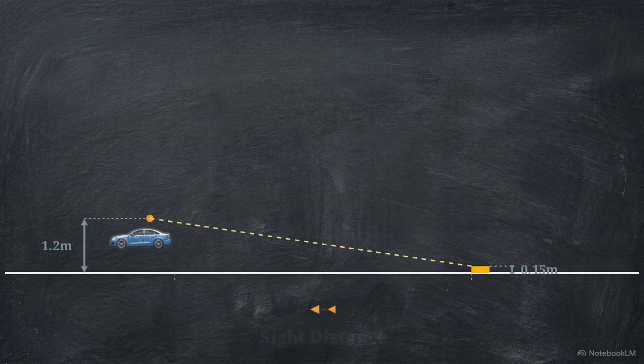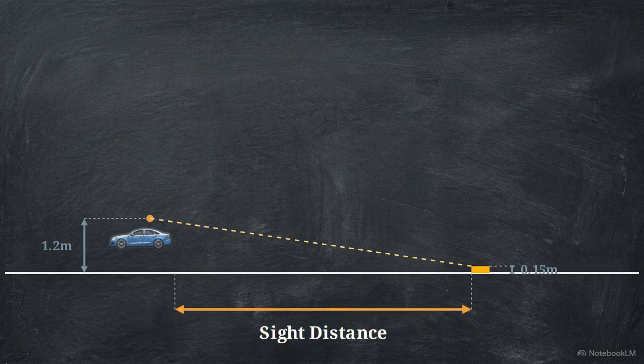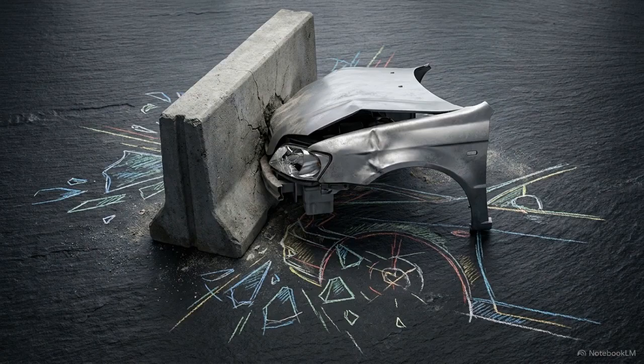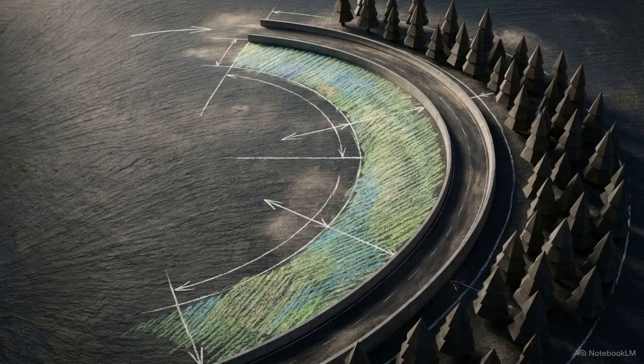It is the actual length of the road surface visible to a driver at any given moment. When drivers outdrive their line of sight, collisions occur. Because human reaction time is biologically constrained, designing highways with adequate forward visibility is the single most critical parameter in geometric road design to prevent crashes.